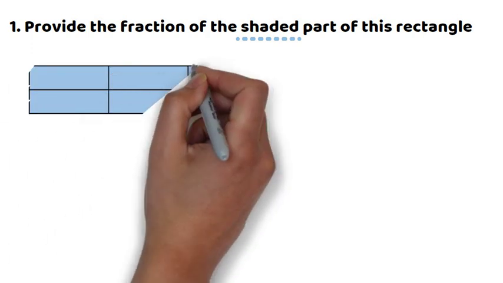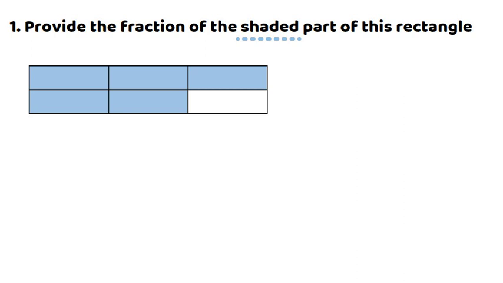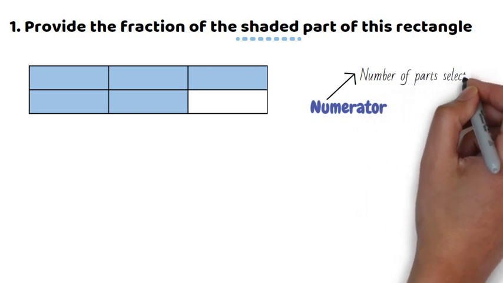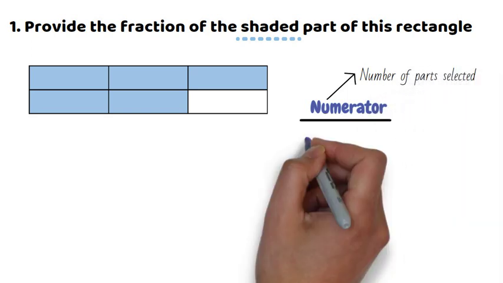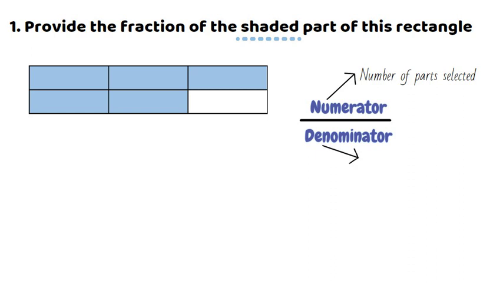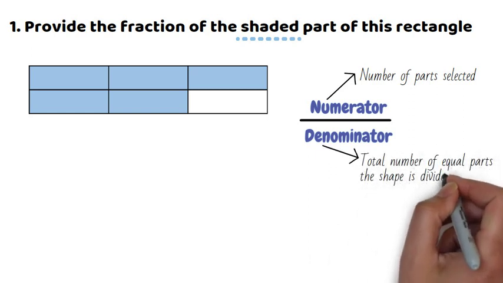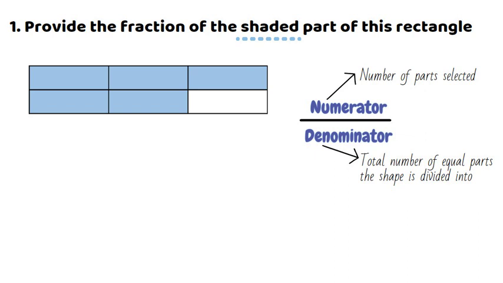Here we see a rectangle has been given. Let's first revise the components of a fraction. We have the numerator, which tells us the number of parts that have been selected. Then we have the denominator, which tells us the total number of equal parts that the shape has been divided into. So, this rectangle has been divided into 1, 2, 3, 4, 5, 6 equal parts. We therefore know that the denominator of the fraction would be 6.